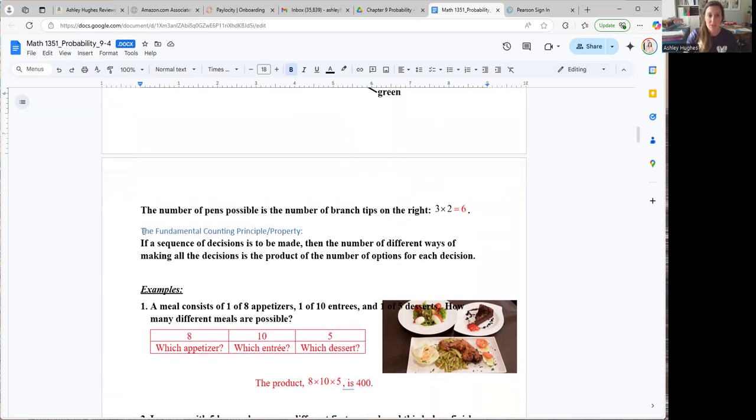So this is called the fundamental counting principle or property. If a sequence of decisions is to be made, then the number of different ways of making all decisions is the product of the number of options for each decision.